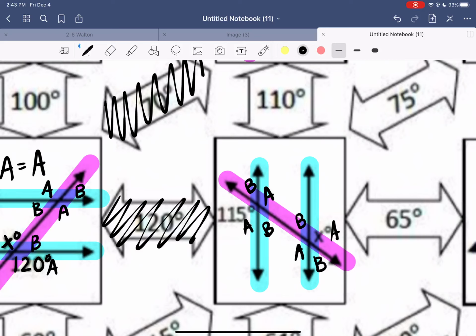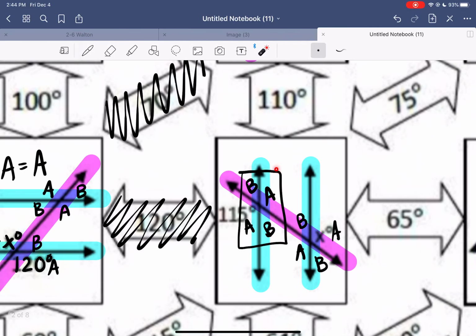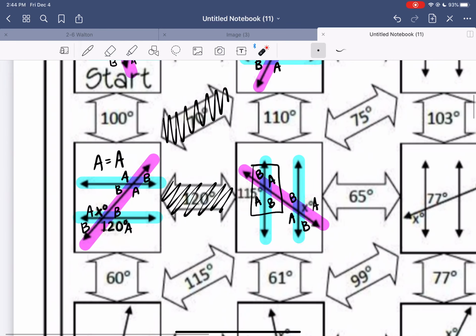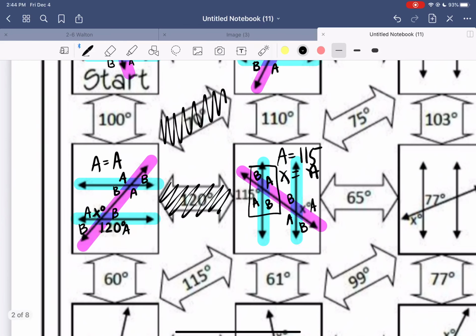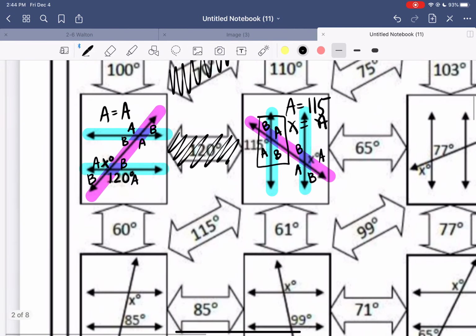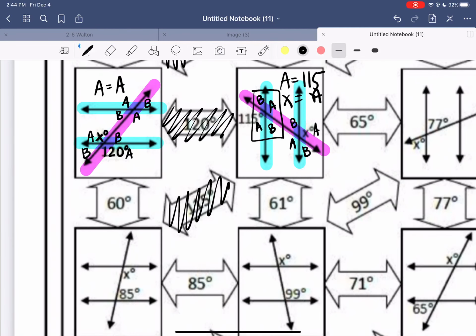So if you were to take these 4 angles right here, you would be able to slide them across. Taking these 4 angles right here, if you were to slide this down, they would be in the same location on the other side. So with that, we know that A is 115. So if A equals 115 and X equals A, we know that X is going to be 115.